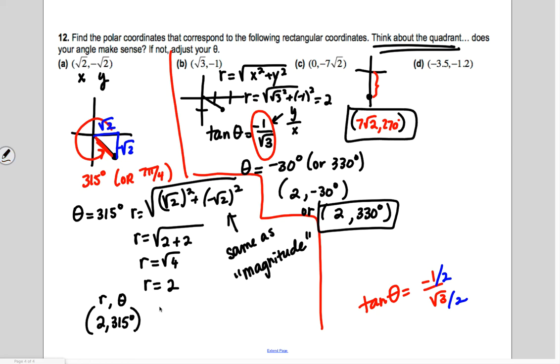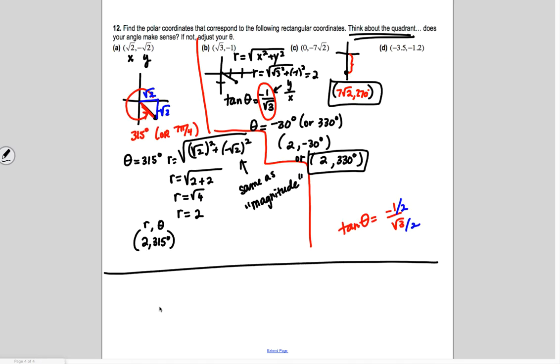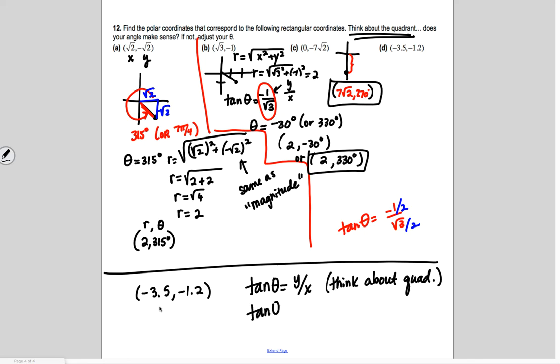So what if you have something really generic like this next one? I'll put it down here. If I have negative 3.5, comma, negative 1.2. And it's like, oh, these definitely are not unit circle values. I shouldn't know this off the top of my head. Right, we're just using two formulas. The formula is that the tangent of theta is equal to y over x, but we have to think about whatever quadrant we're in. So let's find theta. Tangent of theta equals negative 1.2 over negative 3.5.